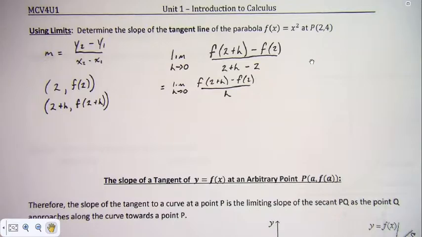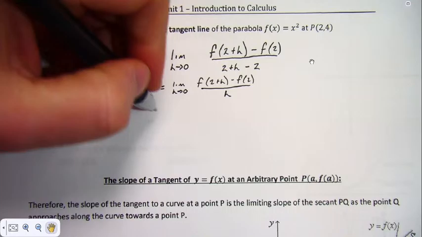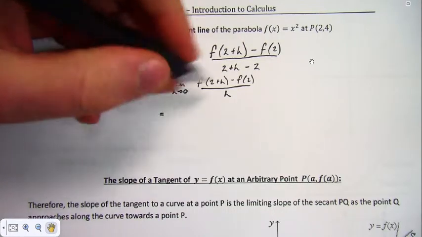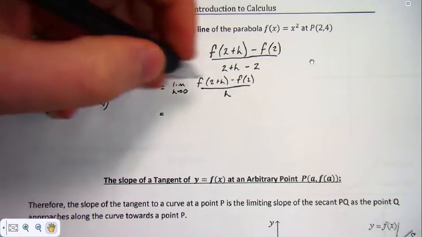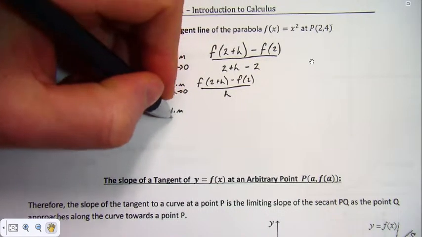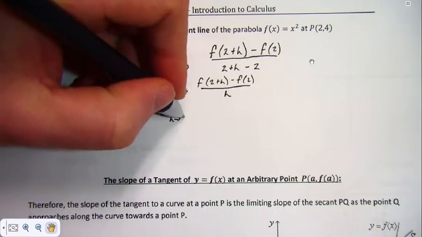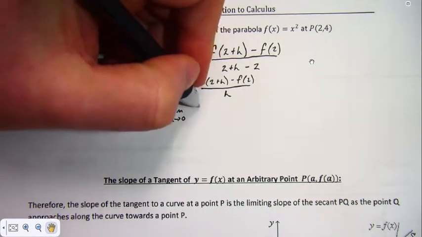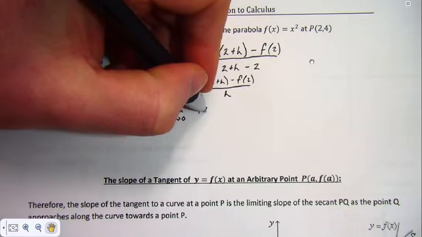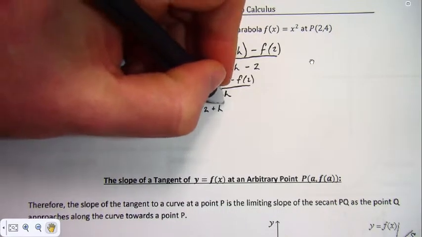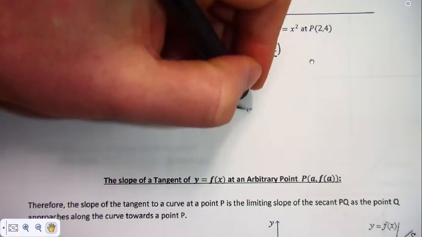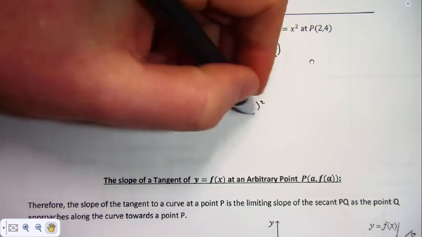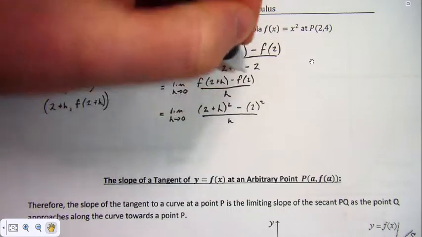So we're going to use those limit methods that we talked about the other day. To begin with, we're just going to sub these x values into our function. Our function was x squared. So we're going to call this the limit as h approaches 0 of 2 plus h squared minus 2 squared, all over h.